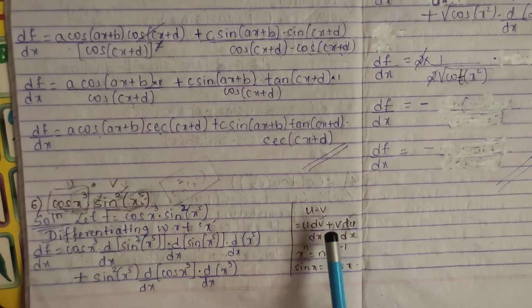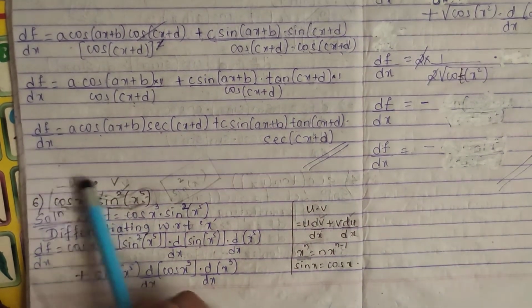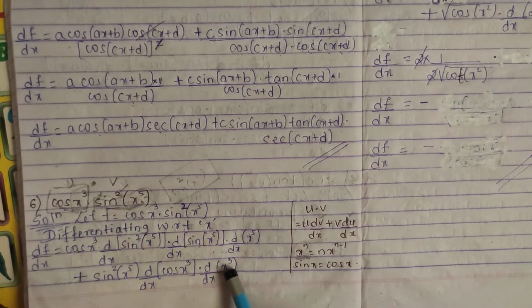Plus v I am keeping as it is. Differentiating u, two parts are there. Differentiating cos(x cube) into differentiating my x cube.